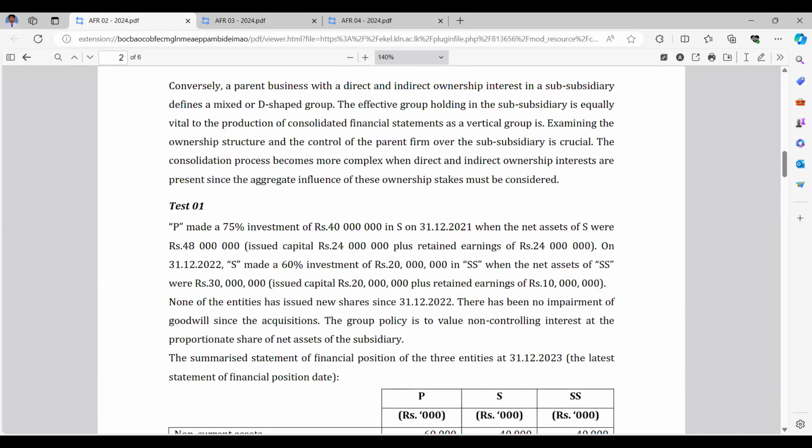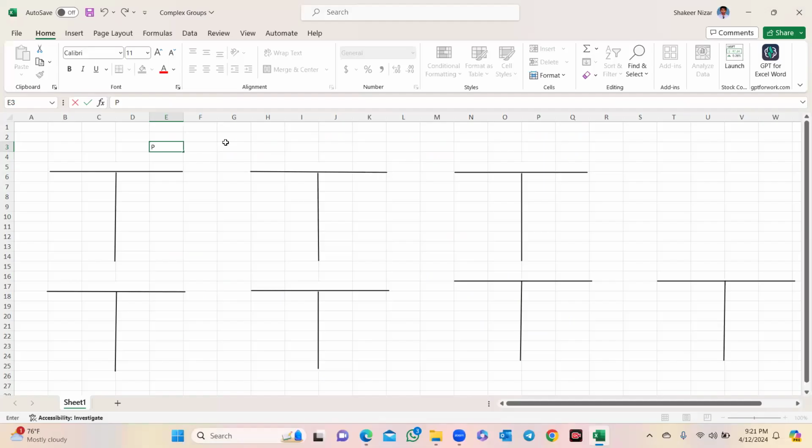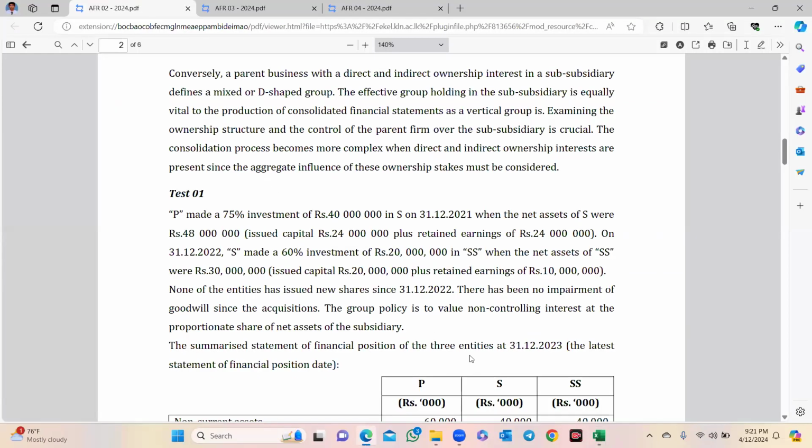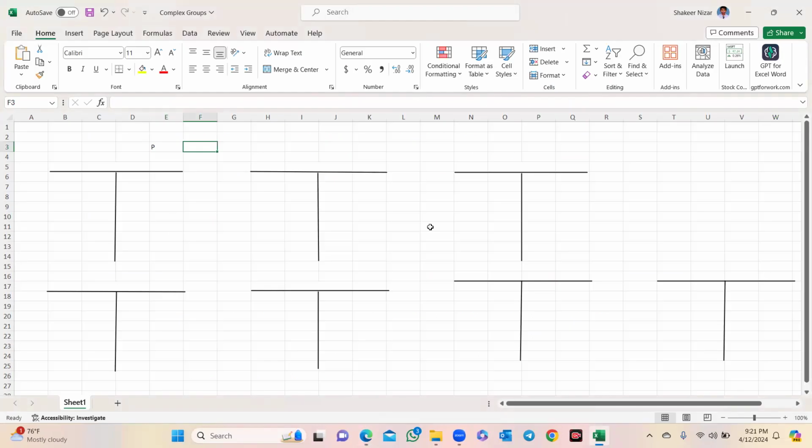So, the group structure identification. Firstly, let's see my screen. I think the screen is visible to you all. The parent P acquired 75% of S, and S acquired 60% of SS. In this scenario, P is the ultimate parent, S is a subsidiary, and SS is the sub-subsidiary for the parent, right?